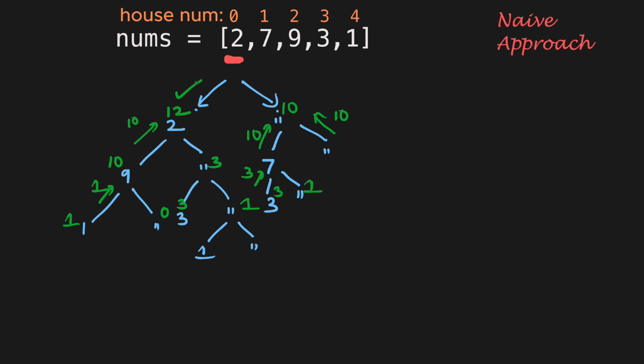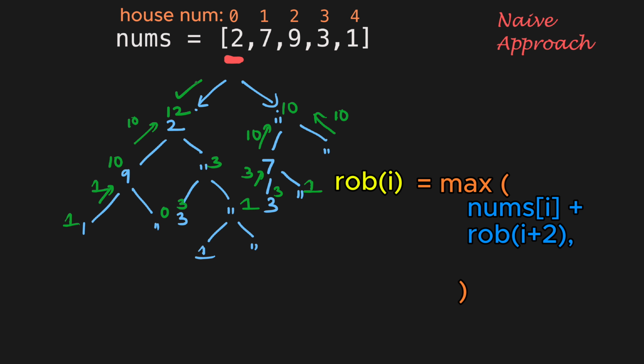And mathematically speaking, if rob I represents the amount of money robbed starting at house I, then it is calculated as the maximum of two choices, where first we rob the current house, which includes the money amount, nums I, and the result of skipping the next house, that is rob of I plus 2, or we can skip the current house and start robbing from the next one, which is rob of I plus 1. And this is how we were breaking down the problem into smaller ones during our recursion flow.